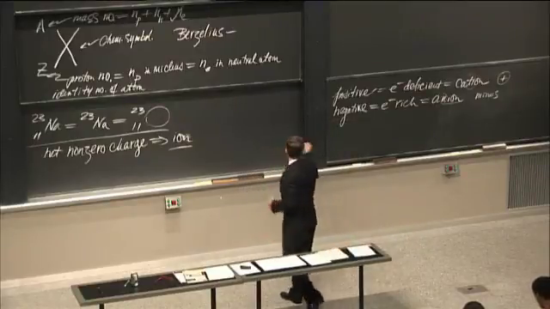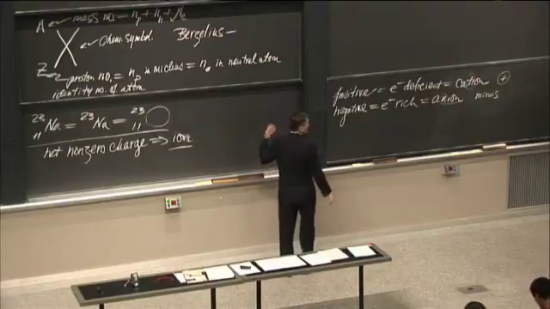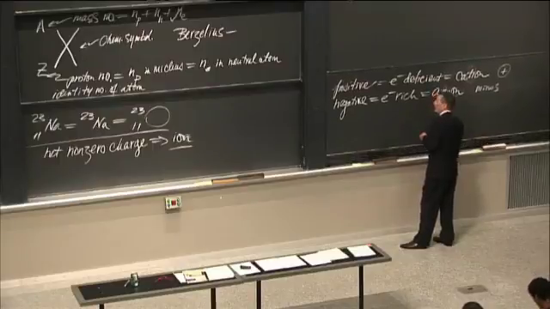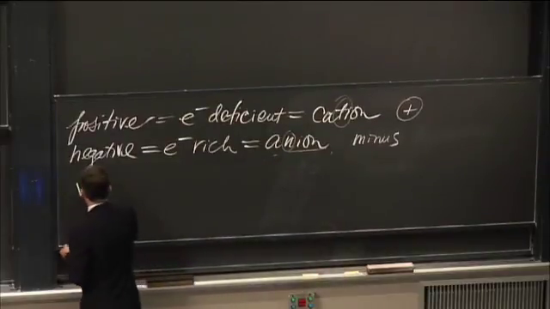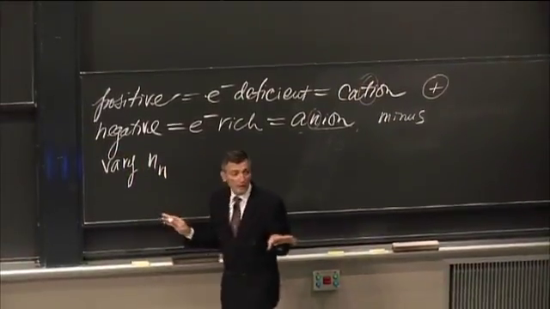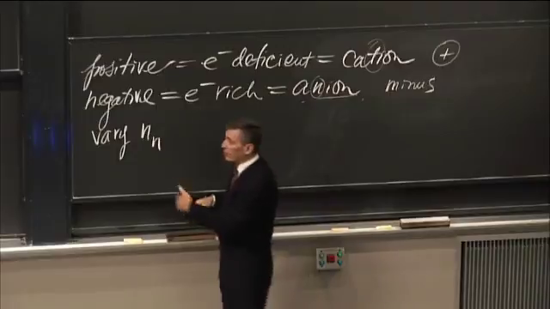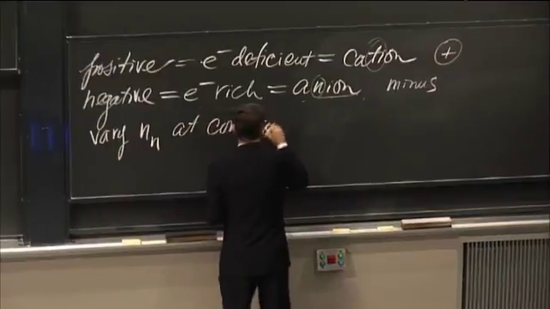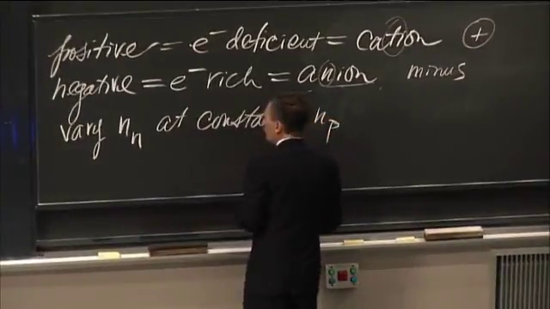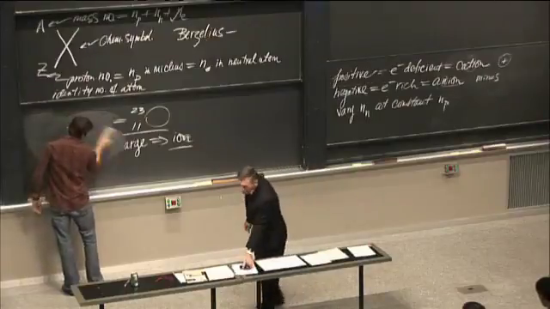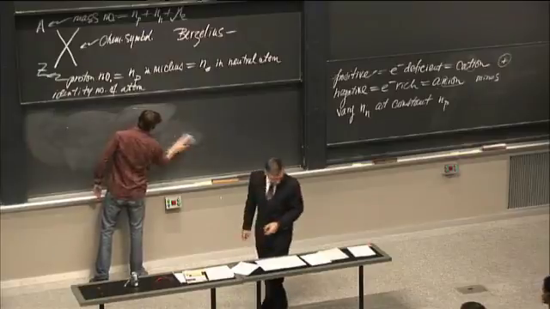Now, we've talked about varying charge at constant proton number. But the other thing we can do is vary the neutron number. Since a neutron has no charge, you can vary the neutron number and not harm the identity and still have a neutral atom. So vary neutron number at constant proton number. And let's see what that gives you, something that looks like this.